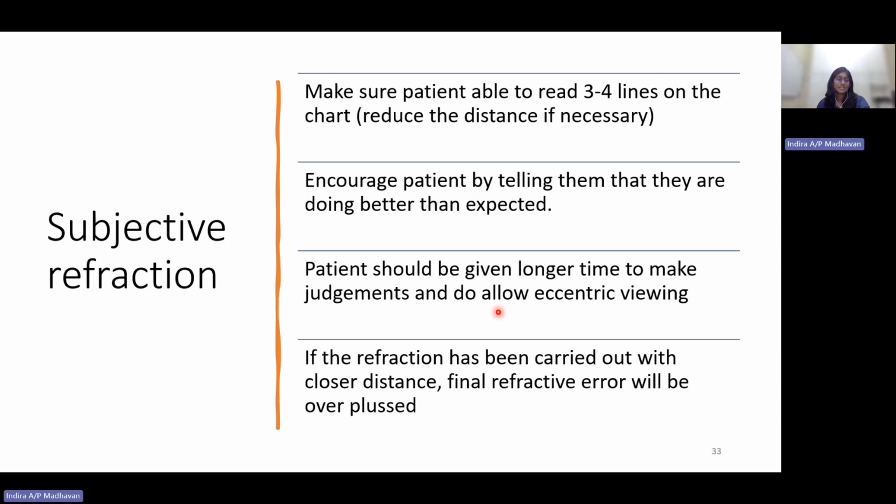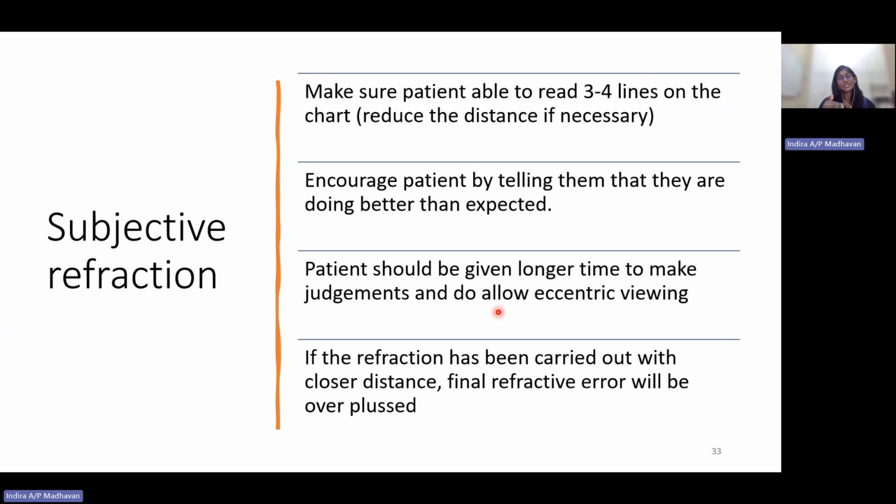Okay, next is subjective refraction. When it comes to subjective refraction, this one is totally different from the original subjective refraction that you have been doing and also learning for a very long time. The first difference is we are not using a 6 meter Snellen chart. We use a 4 meter Lea Symbols chart here. That itself is different already.